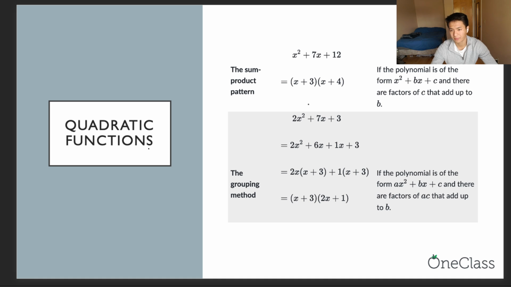Hopefully that makes sense. So the next method, it's not really a separate method. It's just you're adding another dimension to the sum product pattern. And it's basically called the grouping method, where instead of having x squared plus bx plus c, you have ax squared plus bx plus c. So now a is no longer just 1, it's an actual coefficient. And that means that you're not just looking for factors of c that add up to b, but factors of a times c that add up to b.